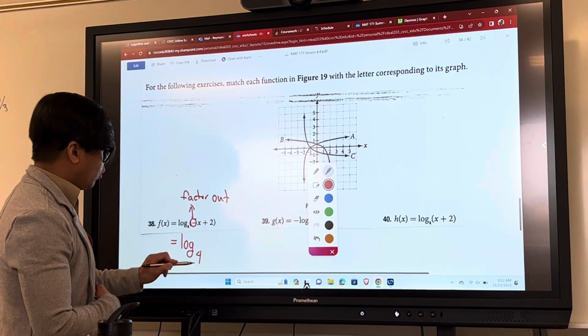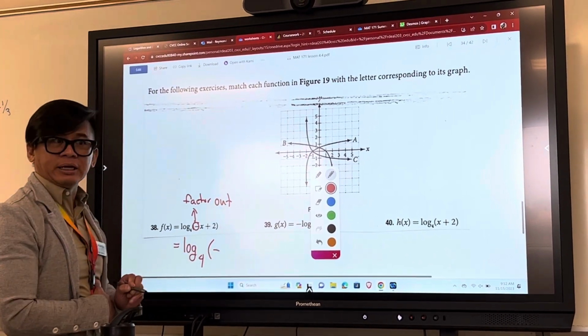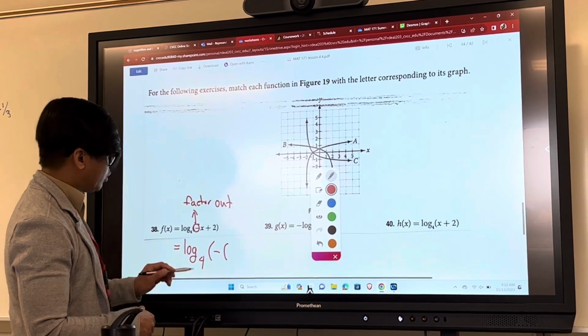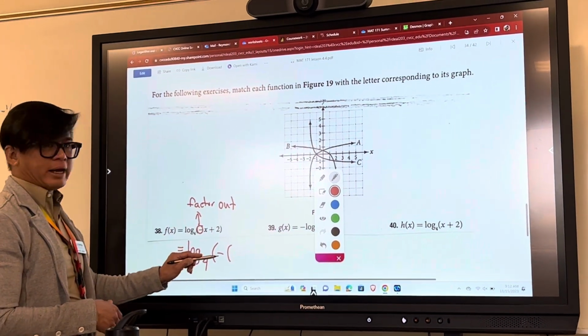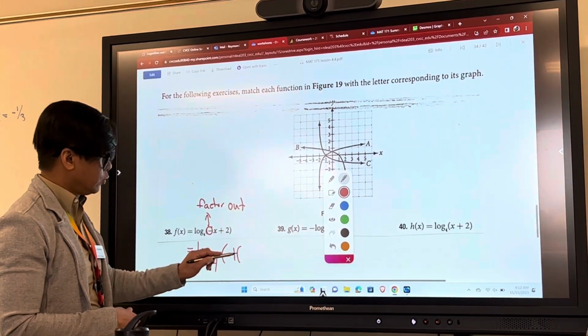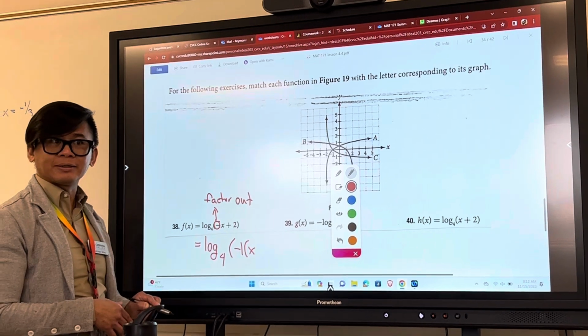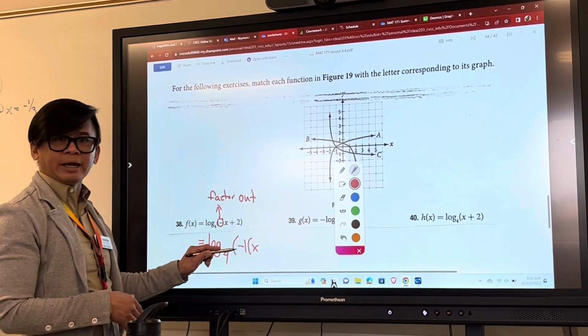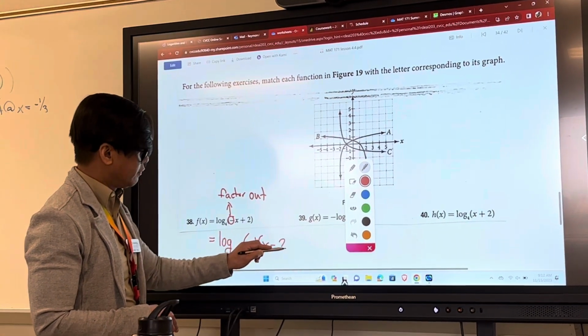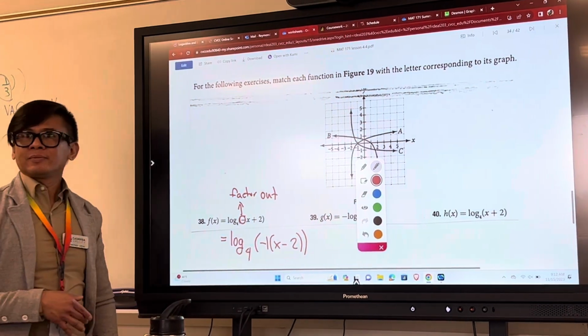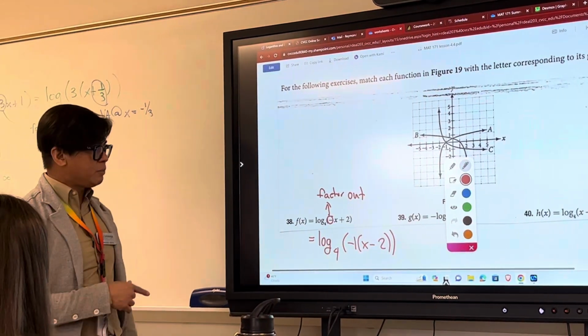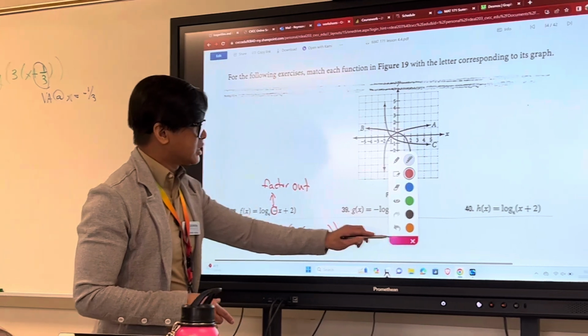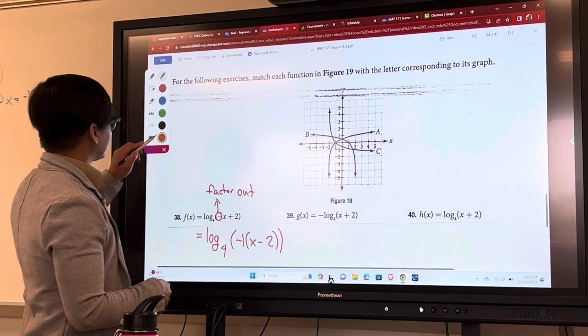So that means this can now be written as what? Log base 4, factor out the negative, and then inside in here will be what? Negative x divided by negative 1 will just be positive x. 2 divided by negative 1 is negative 2 instead. Are we good? So with that being said, what kind of transformations happen in here?